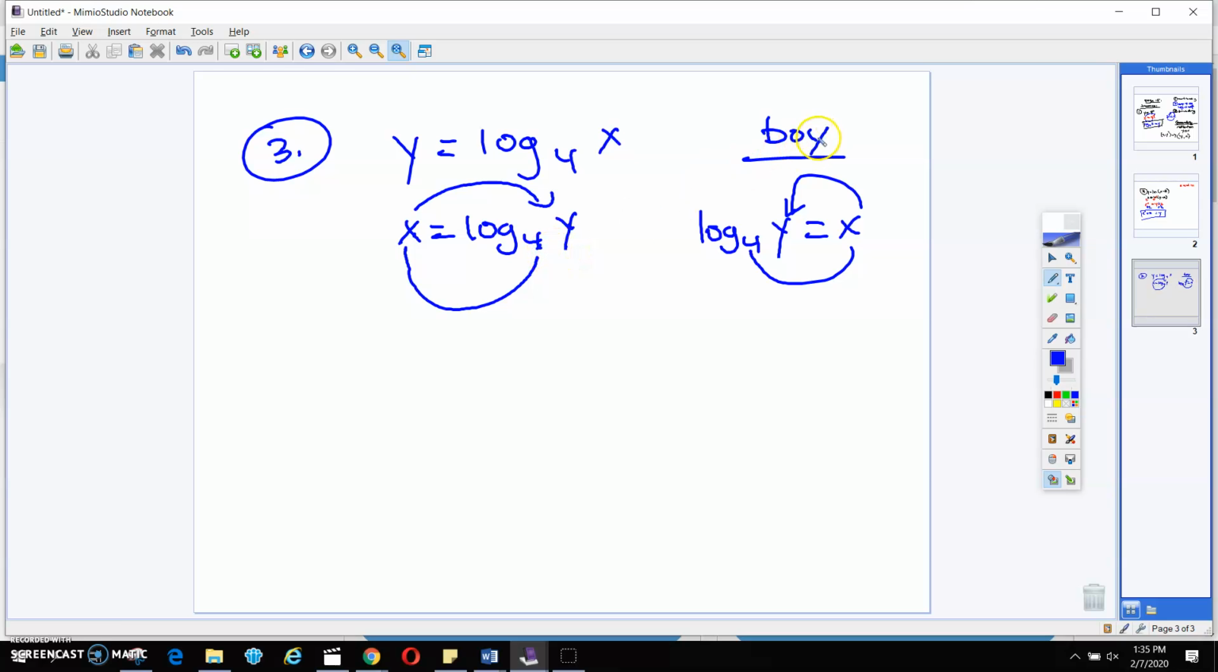Why is y at the end? Y should be by itself. So when I rewrite this, it's going to say 4 to the x equals y. And see how y is all by itself and doesn't have anything attached to it? That's us solving for y.